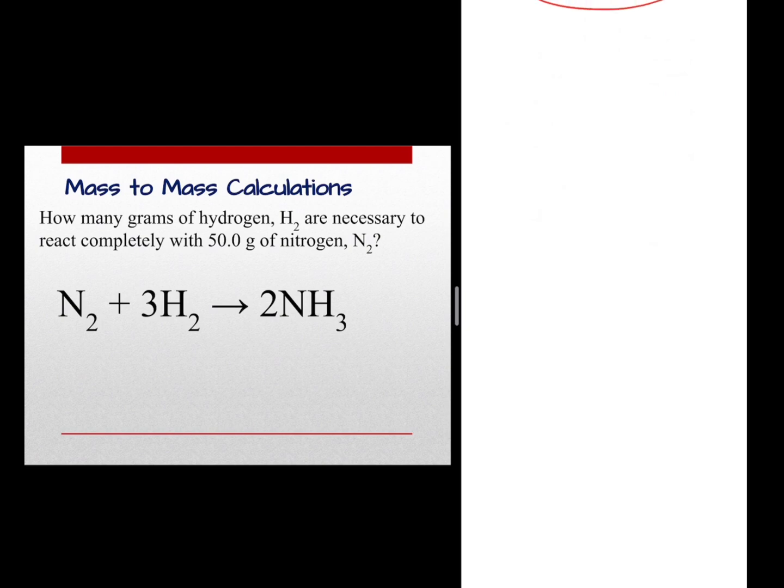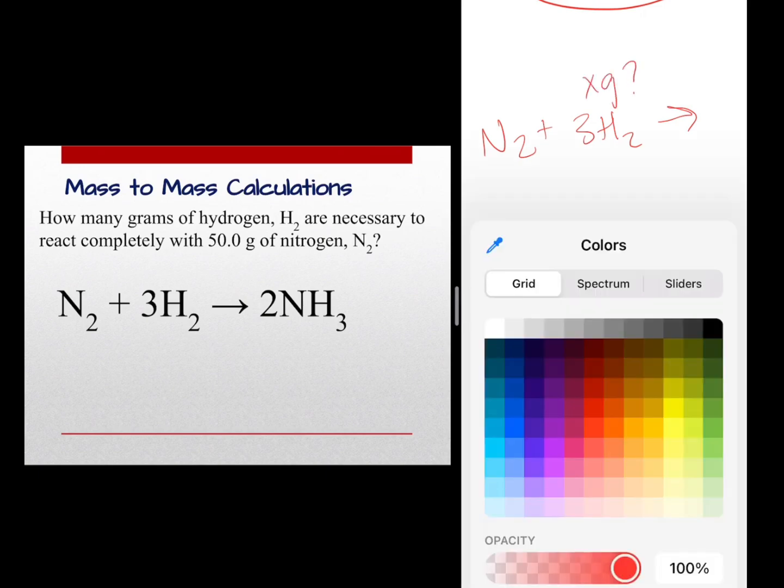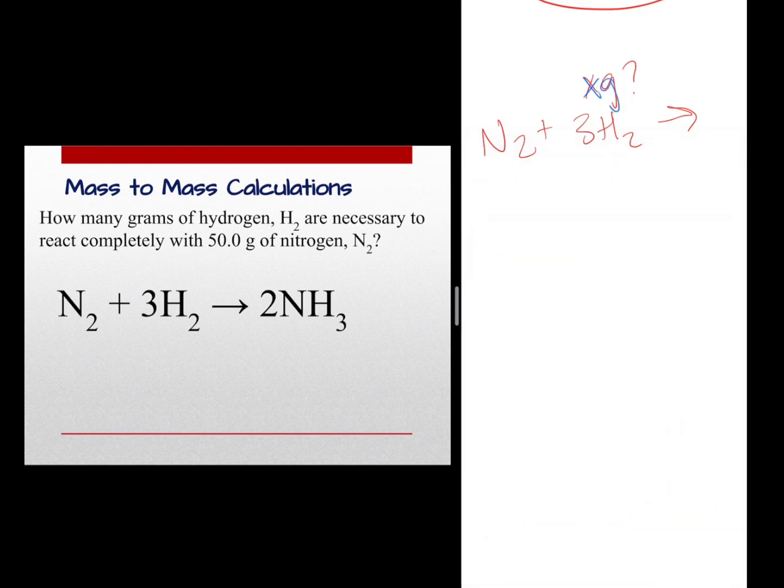All right, I think this is the last one. Pause your video, try to do this on your own. So I'm looking for grams of hydrogen, so X gram. I'm gonna change colors actually. And I have 50 grams of nitrogen. So bring my units down, find the mass. Nitrogen is about 14.01 times 2, 28.02. I have 6 hydrogens, so add that up.